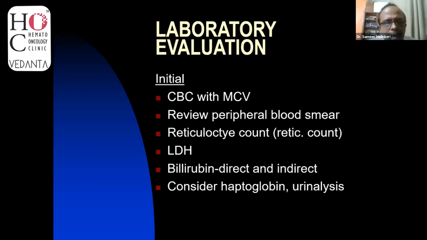In your laboratory evaluation, initially you will do a CBC with MCV. I told you the importance of MCV. You will review the peripheral blood smear because sometimes there are glaring features on the PBS which will tell you what the cause of hemolysis is. You look at the reticulocyte count, you look at the LDH, bilirubin, direct and indirect, and consider haptoglobin levels, and whenever you think there is hemoglobinuria, a urine analysis.